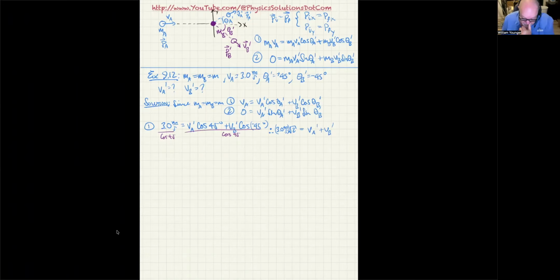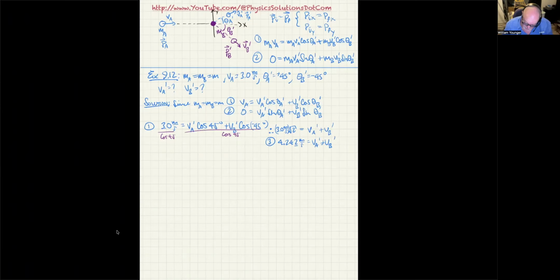And of course, 3 times the square root of 2. The square root of 2 is about 1.414. So 1.414 times 3 would give me 4.242. 4.242 meters per second is VA prime plus VB prime. And I'm going to call this equation 3 just because we've already used 1 and 2.